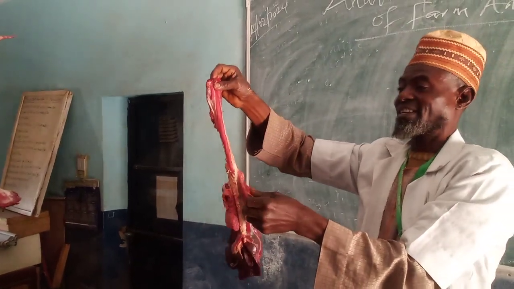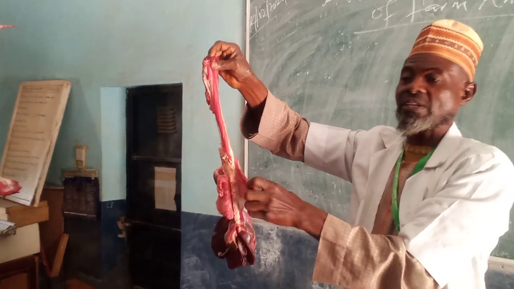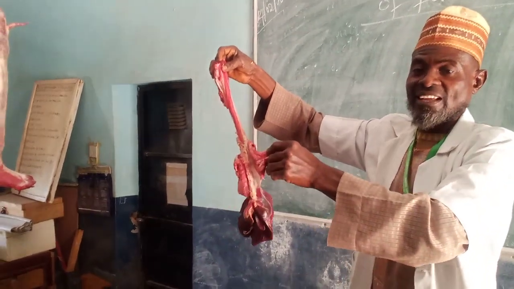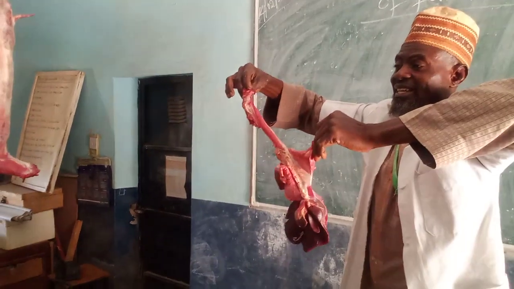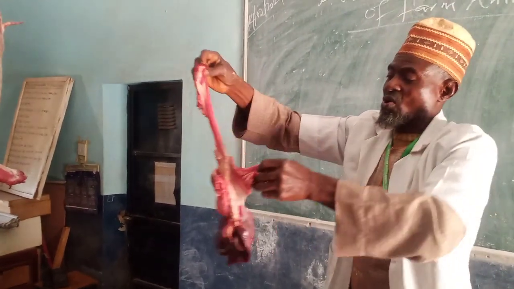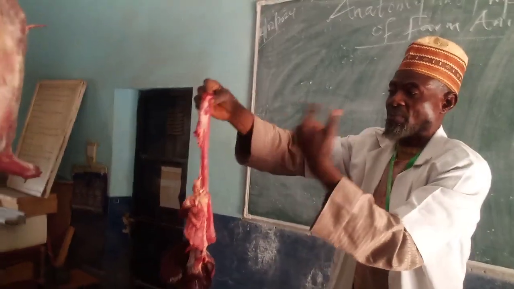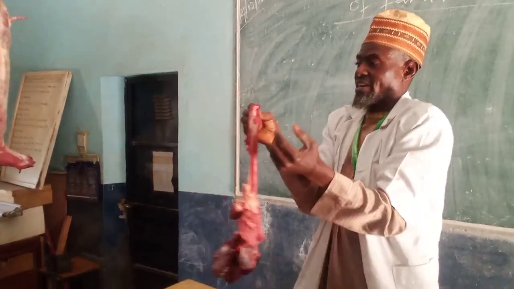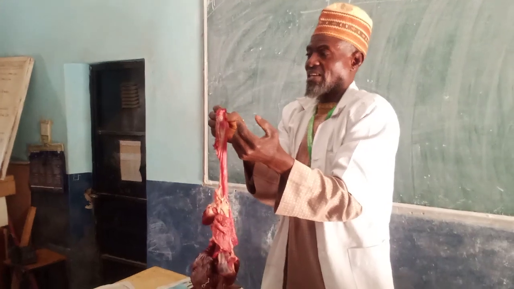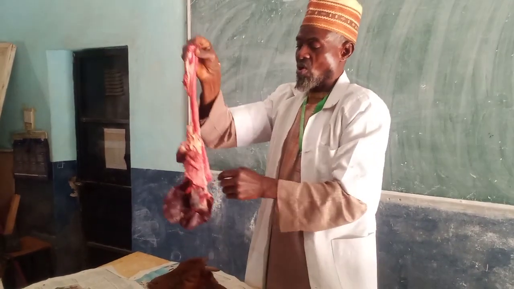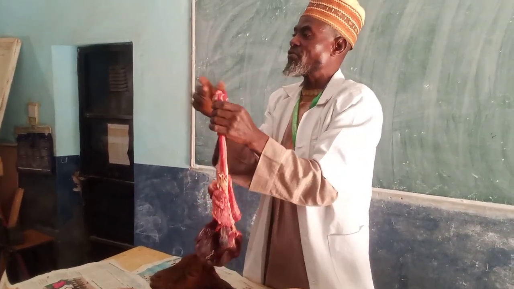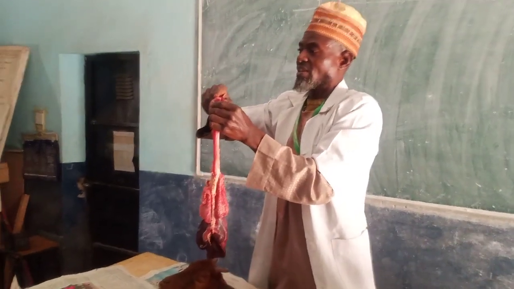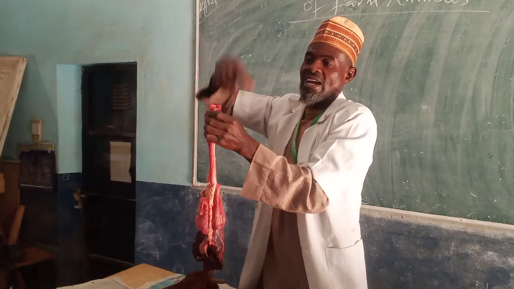What happens to the lungs? The lung will expand. Is that clear? So that means if you breathe in, the lungs expand. If you breathe out, they constrict, they shrink. As they shrink, the carbon dioxide is released out. And that is a continuous phenomenon.